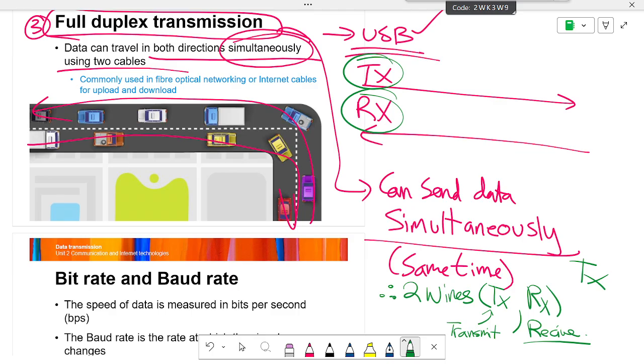One wire, both directions. Good. Tell me, simplex, Chet. Simplex. Look in your notes. I'm doing a review with you guys. There are 3 methods of transmission. What is simplex? Data travels in one direction.